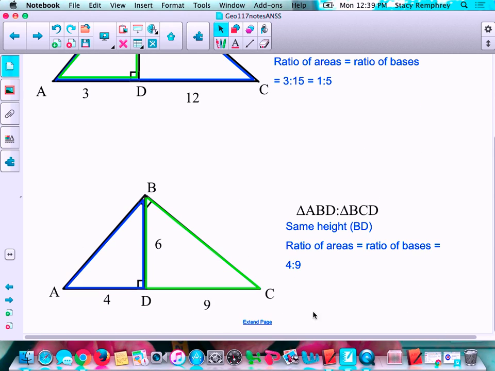Over here, again, I outlined the triangles in blue and in green. I decided to use that they had the same height of BD. So the ratio of the areas equals the ratio of the bases. Again, that BD height is drawn to this side, 4 in the blue triangle, 9 here. So the ratio of the areas equals the ratio of the bases, which is 4 to 9.